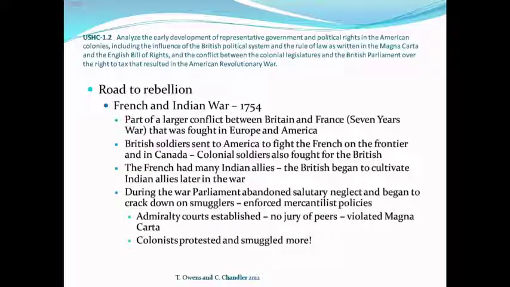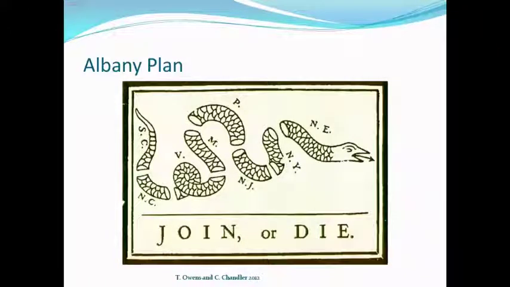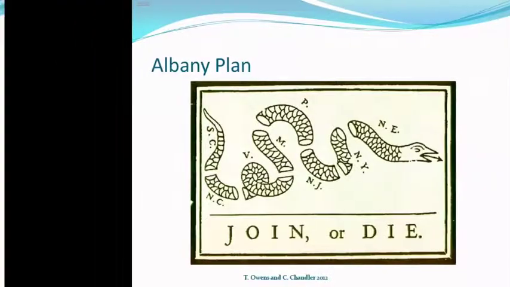And so colonists are going to protest and start smuggling more, which is going to lead to more tensions between them and the British. The French and Indian War is going to cause the colonies to have to unite together for a common goal. And this has never happened before. This is actually drawn by Ben Franklin, who was trying to urge the colonies to join together. Like I said, it's a major deal because the colonies had never been united in anything before. They'd always viewed themselves as being very separate.